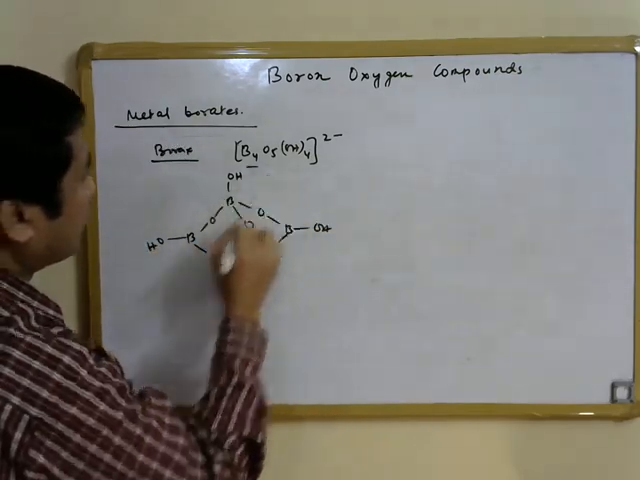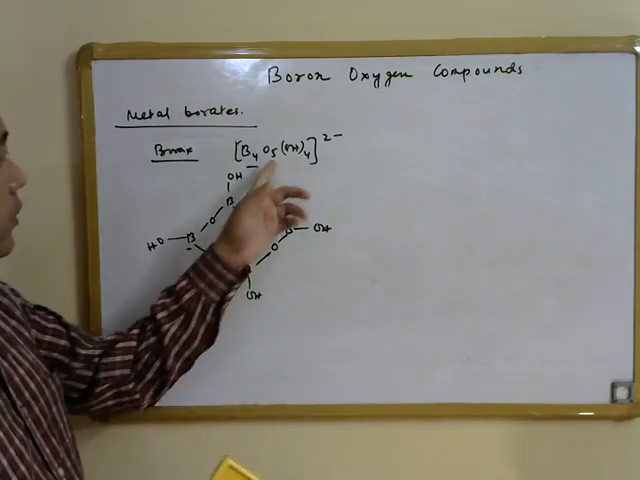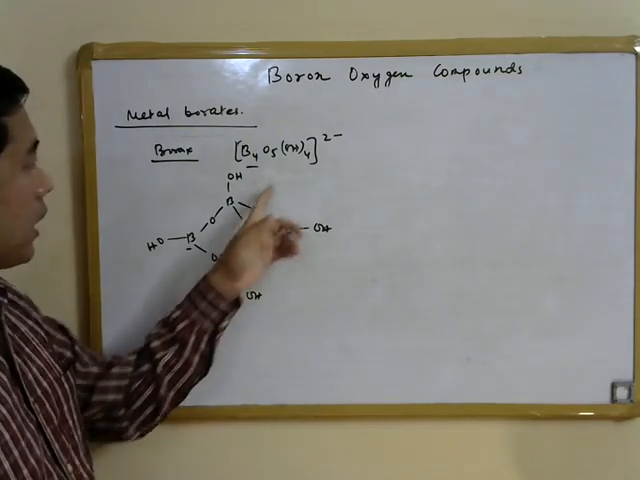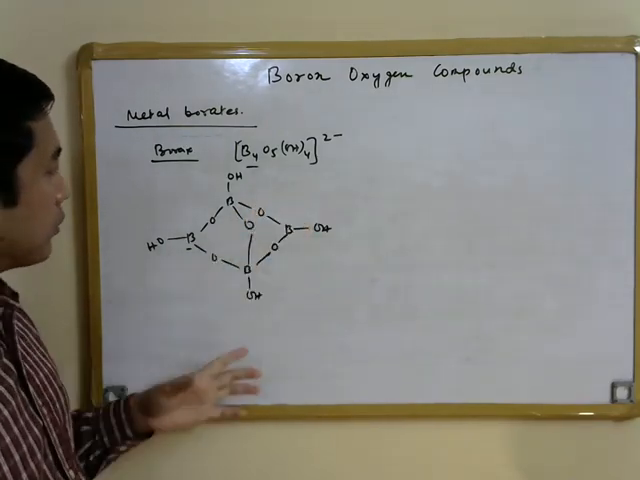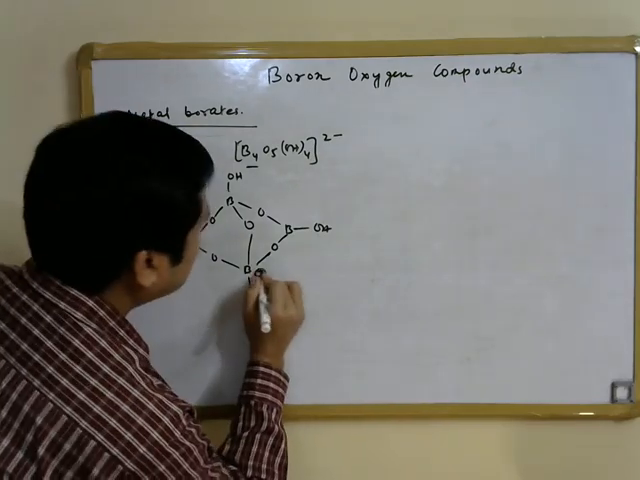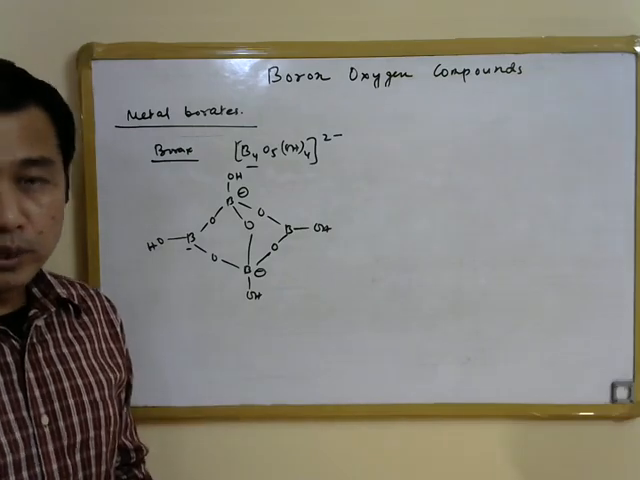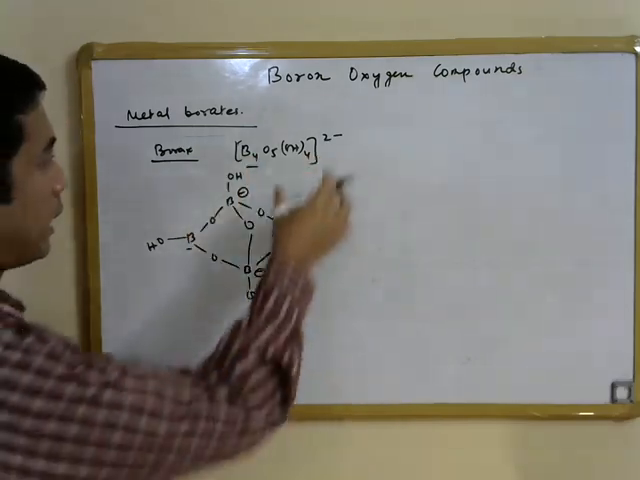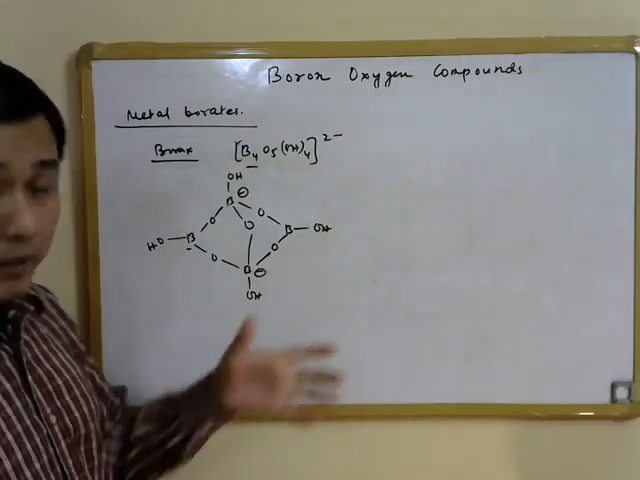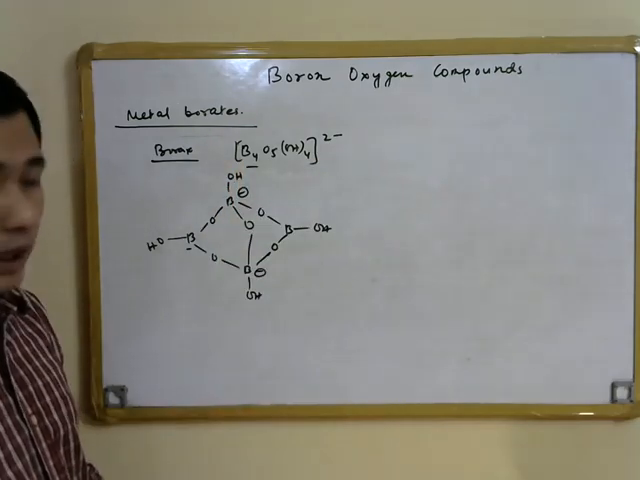So we have 4 boron centers, 5 oxygens, and 4 OH groups in this way, and these boron centers, which are tetravalent, will carry 2 negative charges, and that is why this ion is 2 negative. Overall, this ion has 2 negative charges on it.